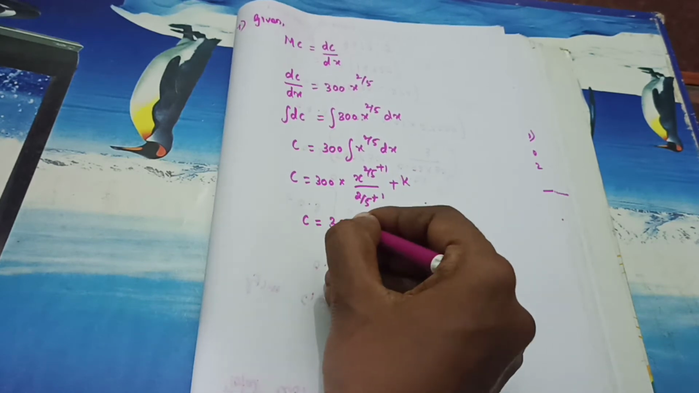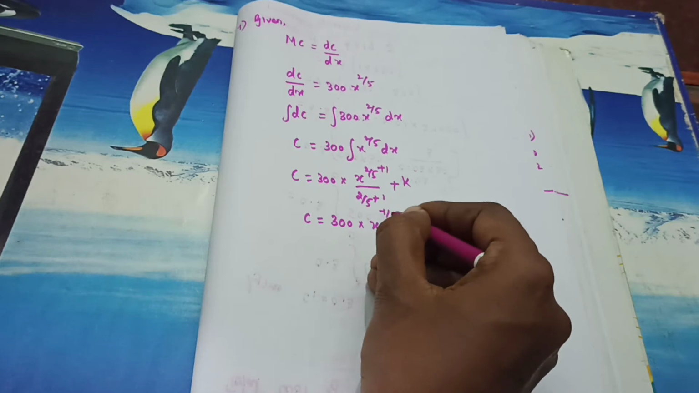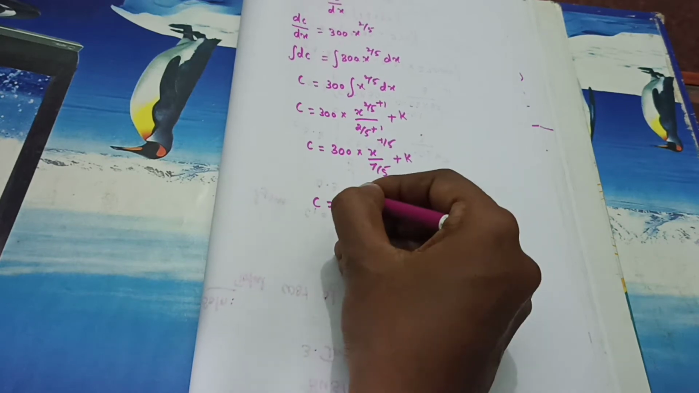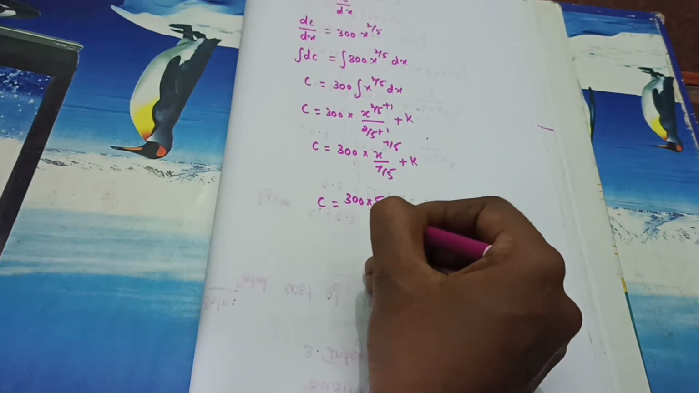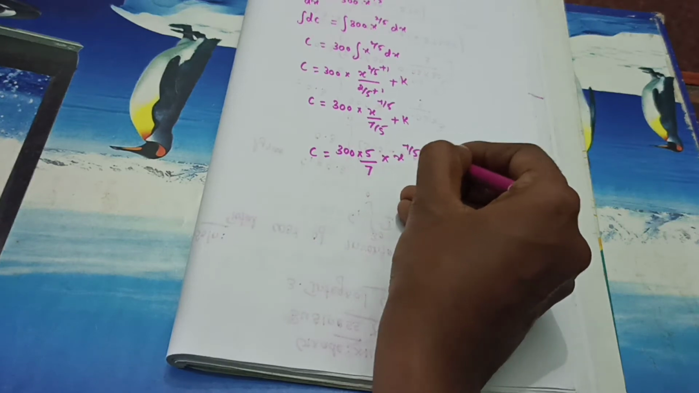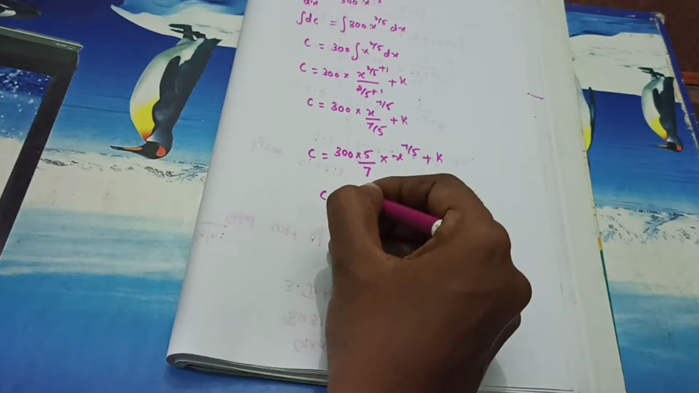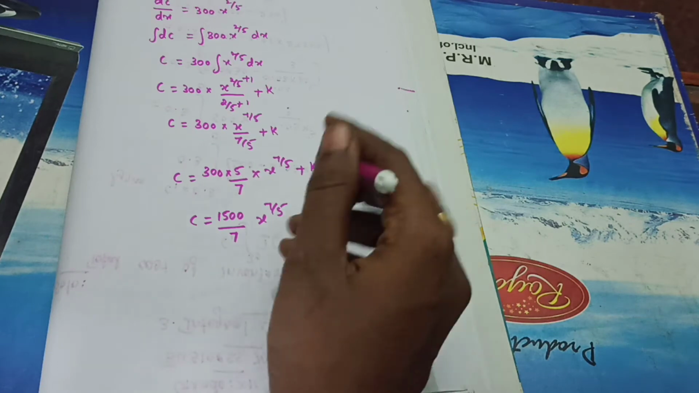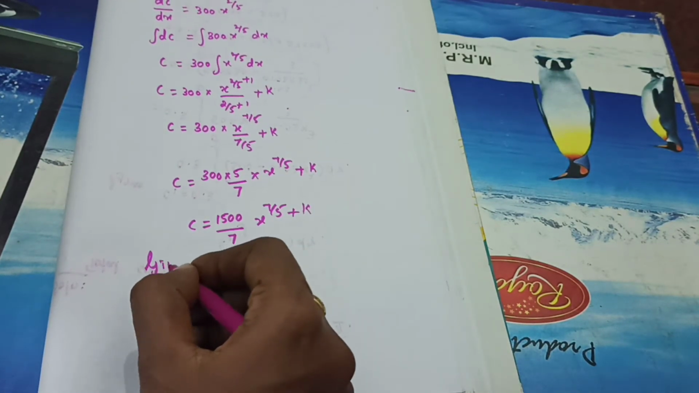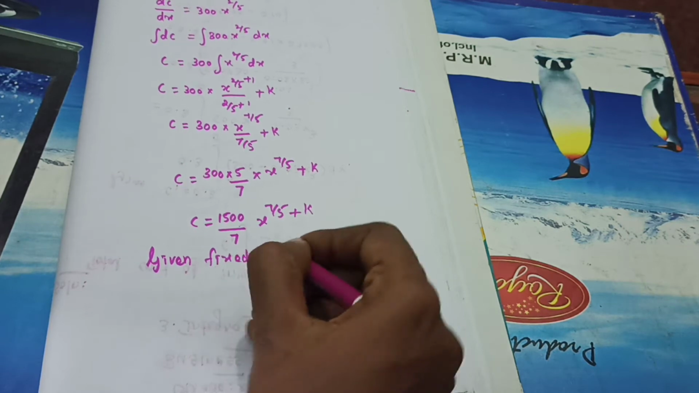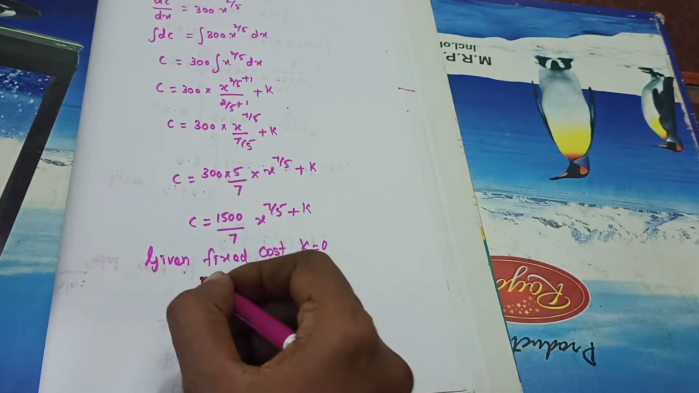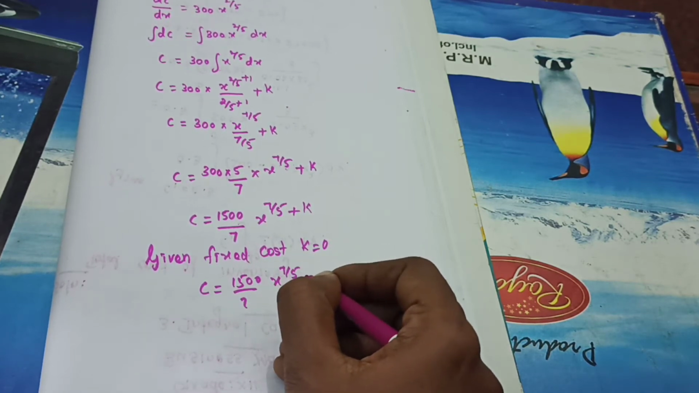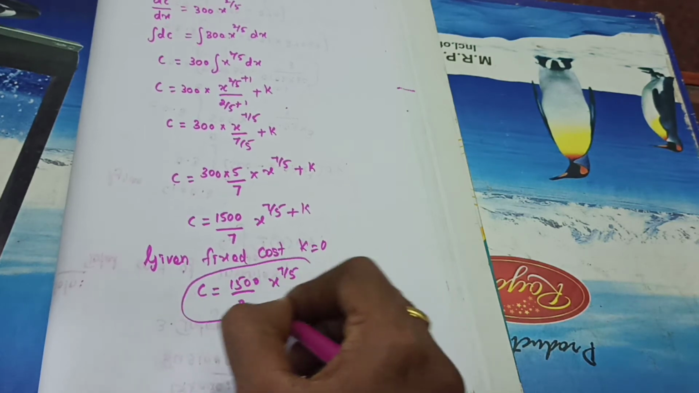So C is equal to 300 into x power 7 by 5 divided by 7 by 5 plus k. Bring this to here. C equal to 300 into 5 by 7 into x power 7 by 5 plus k. So if you multiply, you will get C equal to 1500 divided by 7 x power 7 by 5 plus k. Given fixed cost k equal to 0, it's given in your question. So C equal to 1500 divided by 7 x power 7 by 5 plus 0. So this is the value for C, first answer.